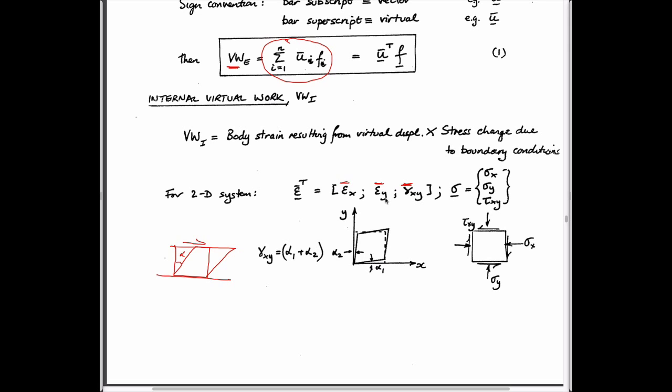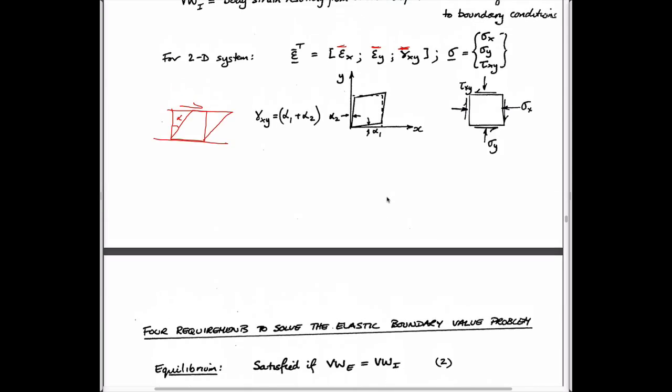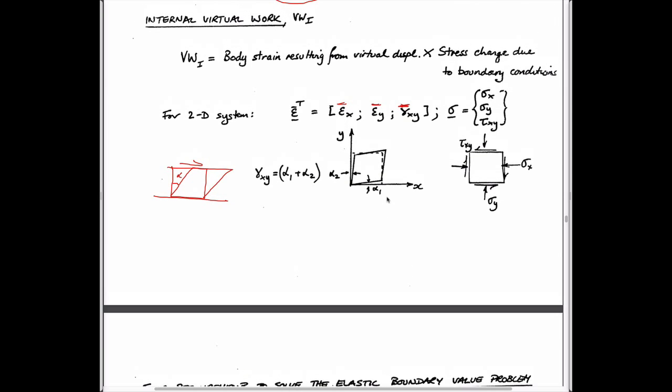The strain energy is just the product of these. And so it's just equal to the product. I guess it's not written out. But the virtual work internal is just going to be epsilon transpose times sigma. This is a virtual strain. So we have that.